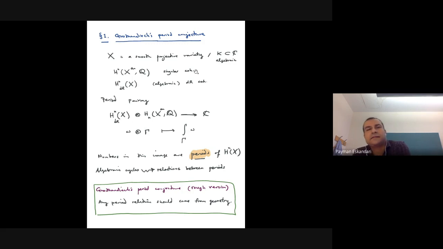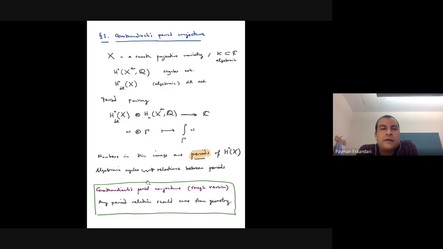Now, remember that in this setting, this is a vector space over K, K being the subfield of C over which X is defined. The image of this map is going to be a K vector space, and we're going to call the numbers in that image the periods of H^n of X, of the nth degree cohomology of X. So in this talk, every time I use the word period, it's in the sense of the pairing between algebraic de Rham and singular cohomologies.